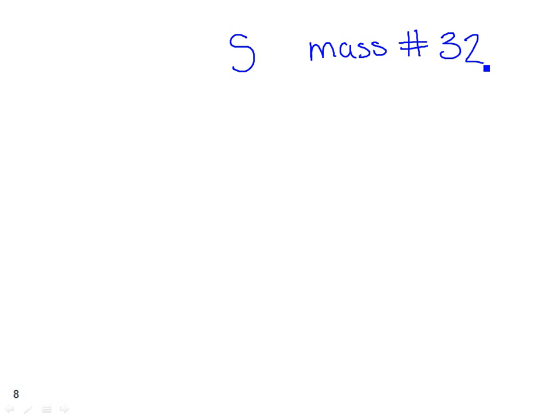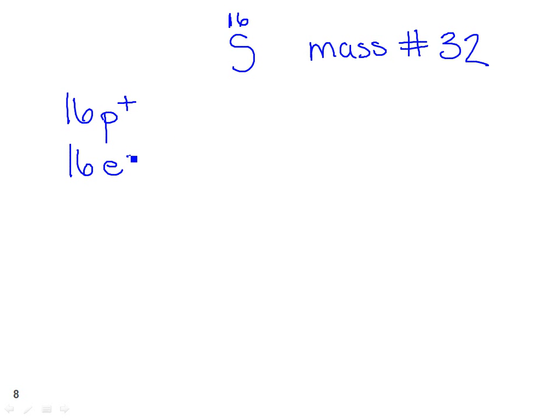Okay, so we would go first and find sulfur on the periodic table. Everybody, if you've got your periodic table, pull that out, and you will see that sulfur has an atomic number of 16. So it has 16 protons. Okay, this also means it has 16 electrons.